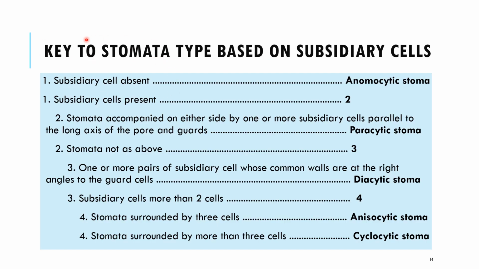This is a key to stomata types based on subsidiary cells that I give you. You can use this key to identify the major types of stomata: anomocytic, paracytic, diacytic, anisocytic, and the last one is actinocytic.